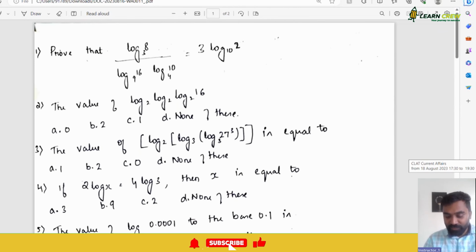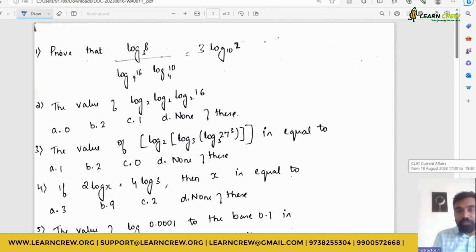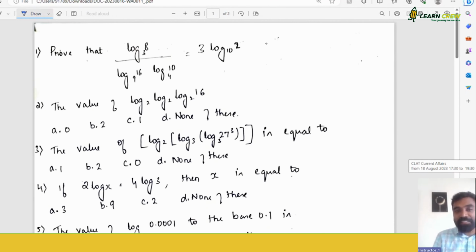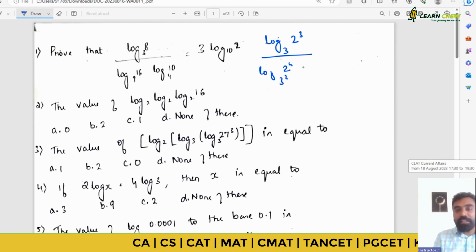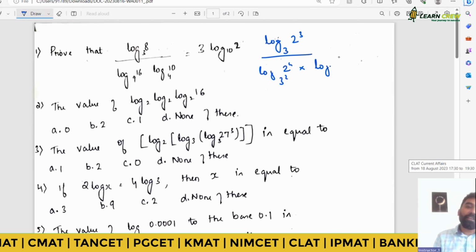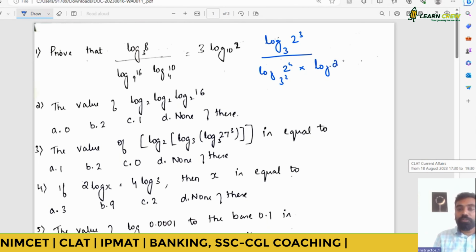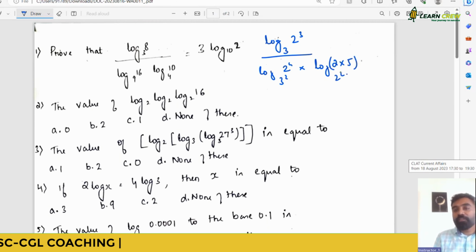I'll send the sheet in the group. Don't worry. Okay, how will you approach it first? Don't scratch more. We just need to start with the LHS part. Log of 8 can be written as 2 power 3, to the base 3. 16 can be written as what? Log of 2 to the power of 4, to the base 3 square, and into log of 10, which can be written as log of 2 into 5, all to the power of 2 square, right? So this is how it can be written. From now, can you simplify it more?